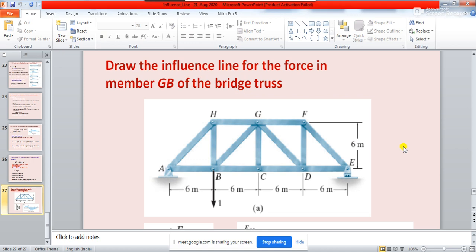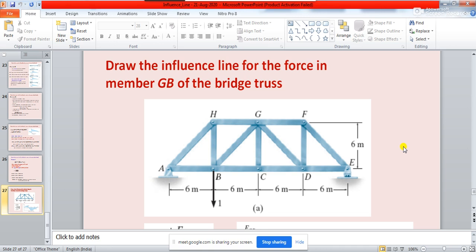Now if you want to construct the influence line diagram for a truss member, please remember that the conceptual understanding of the process that we did for the beam is not going to change. In case of the beam's influence line diagram, we were running a single unit load, without any dimension, over the beam.